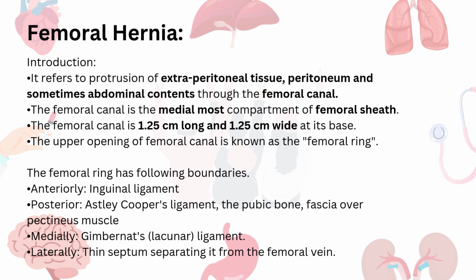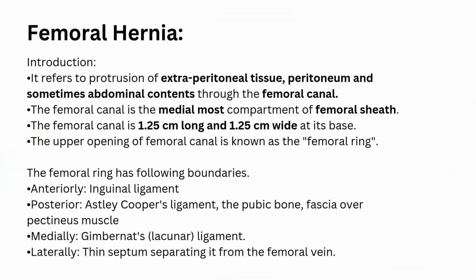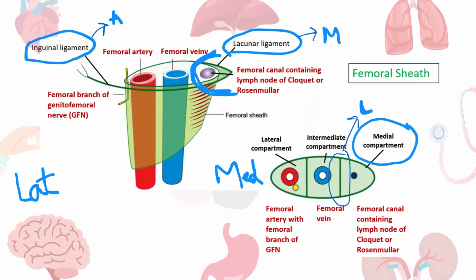This means we have to study what the femoral canal is. The femoral canal is the medial-most compartment of the femoral sheath. So it is located towards the pubic tubercle on the medial side of the femoral sheath. The femoral canal is usually 1.25 centimeters long and 1.25 centimeters wide at its base. The upper opening of the femoral canal is known as the femoral ring.